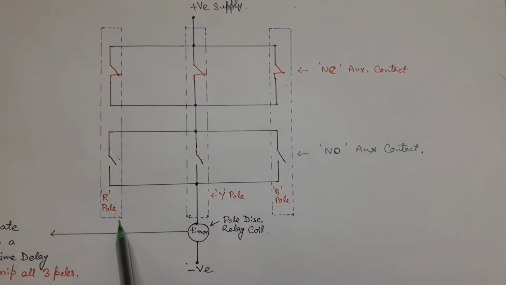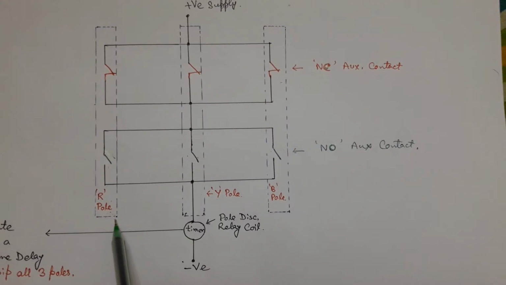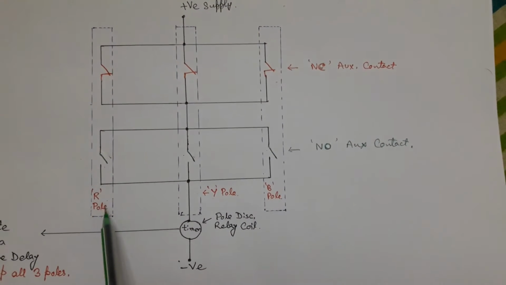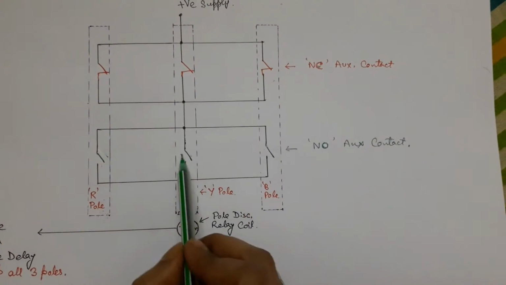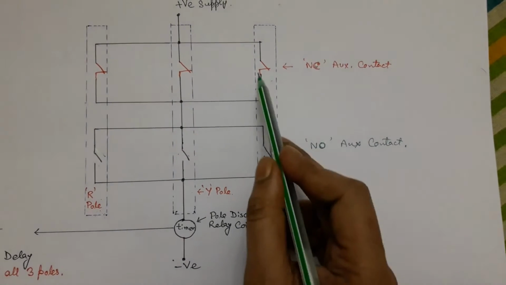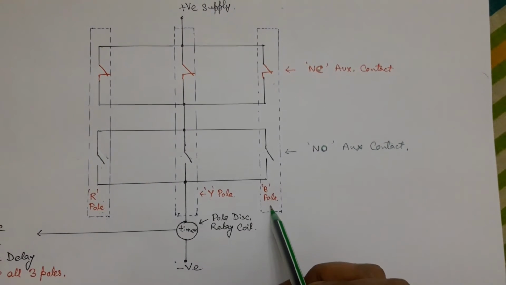This dotted line represents the circuit breaker pole. That means these two contacts are related to the red phase pole, these two are related to the yellow phase, whereas these two are in the blue phase pole.